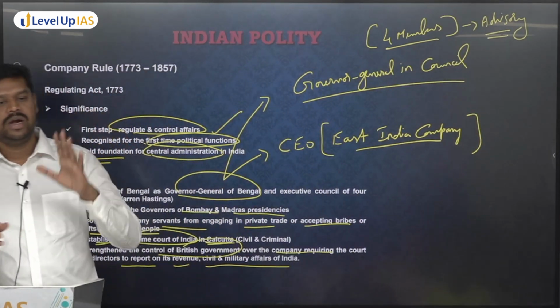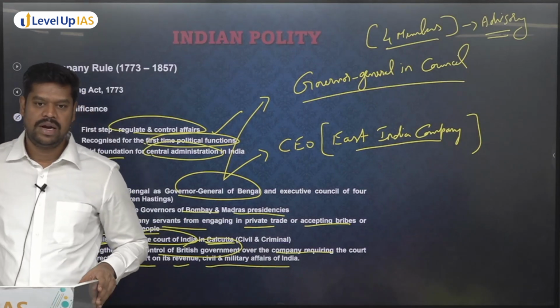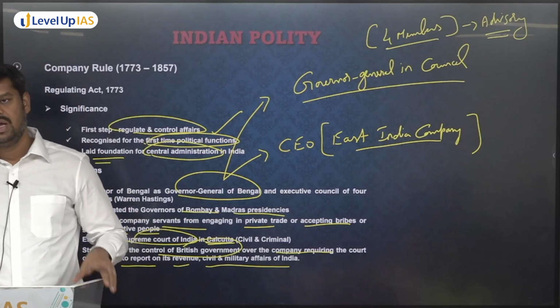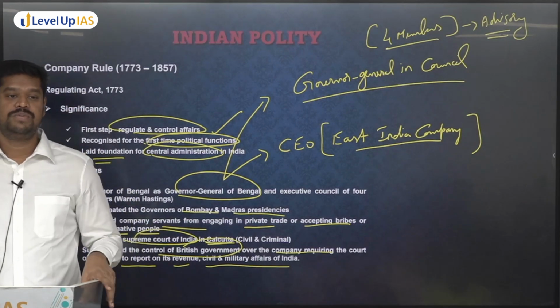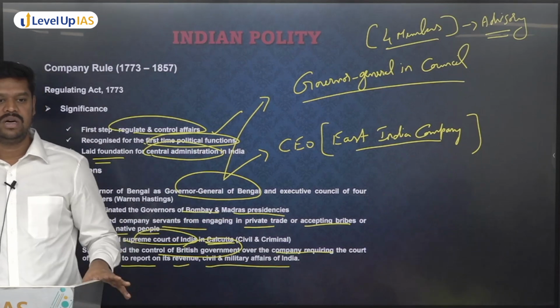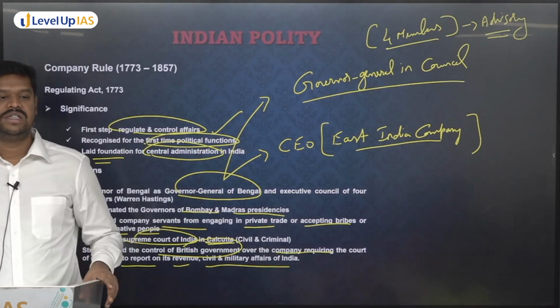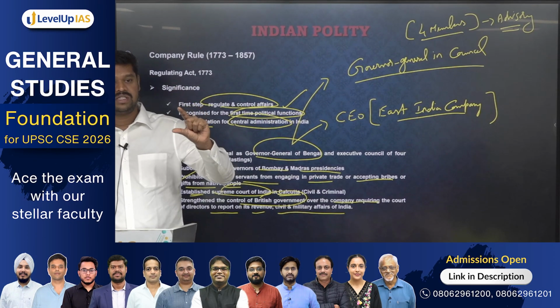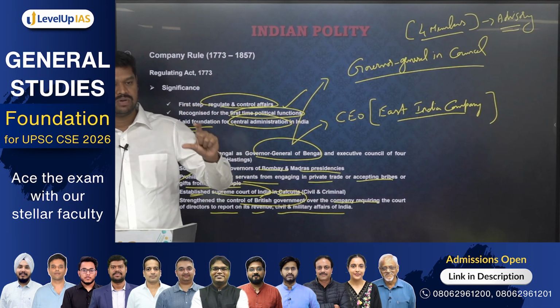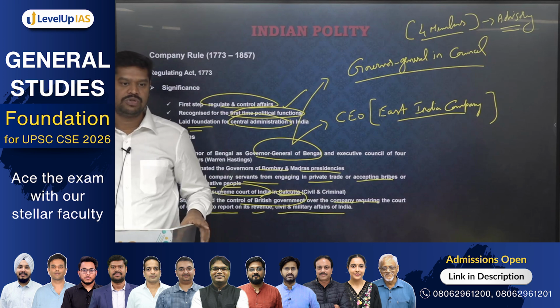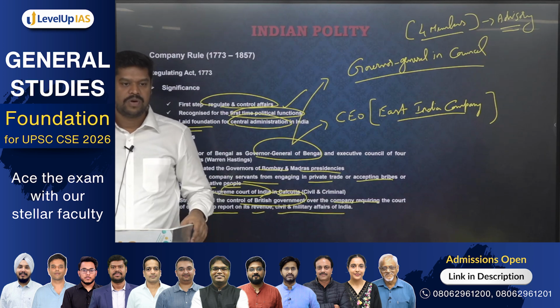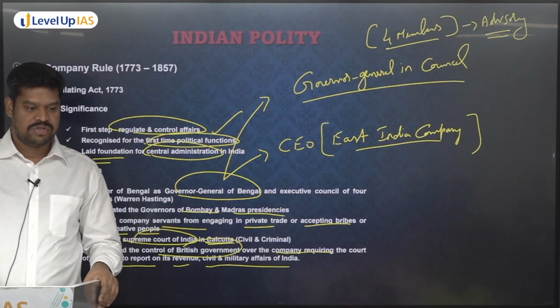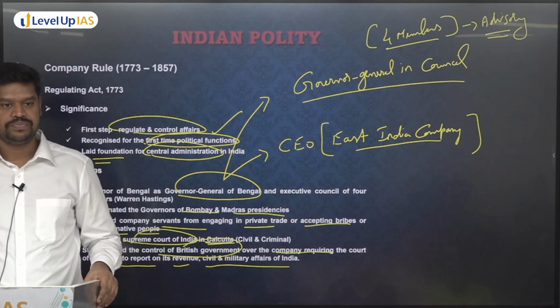But after the Regulating Act, though they wanted to regulate the affairs of the East India Company, there was a dispute between the Supreme Court of India and the Governor General in Council. So what is this Governor General in Council? Before the Supreme Court of India, the Governor General in Council was considered the most powerful body when it comes to the administration in India, because it is the Governor General who is the Chief Executive Officer and he had his own Executive Council.